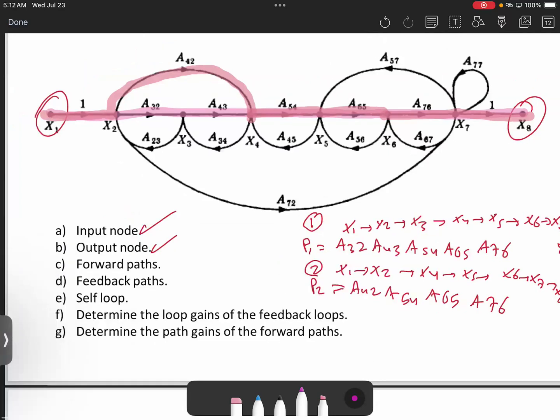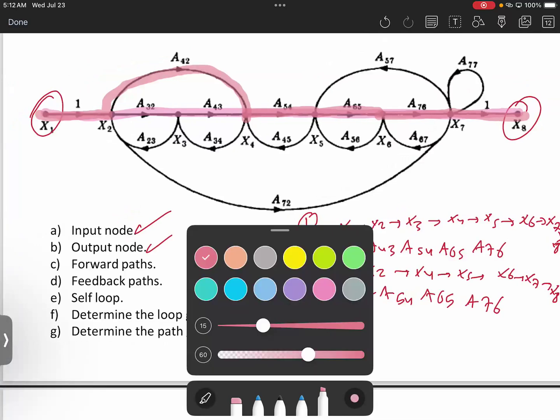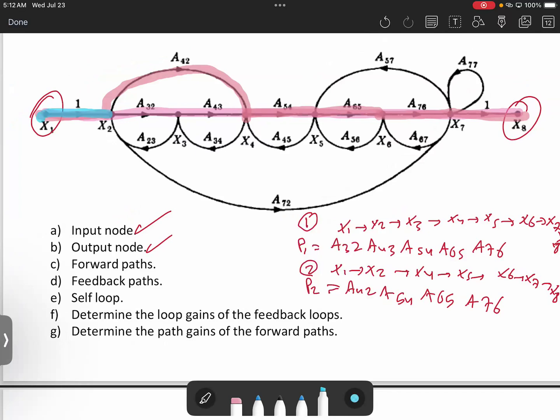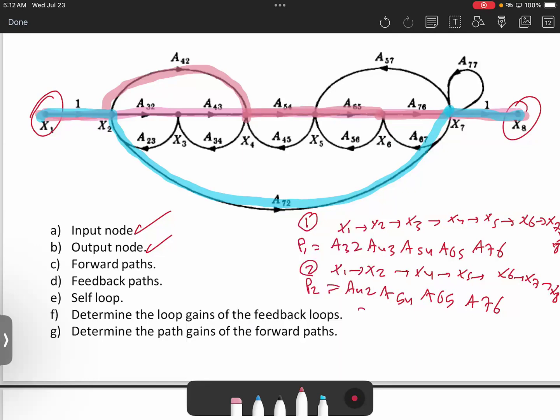Let's see. Change the color. X1, X1, X2, X7, okay, X8. So this is path number 3. Number 3 path: X1, X2, X7 to X8. So I would say the path gain number 3 will be what? A72. Is there anything else?